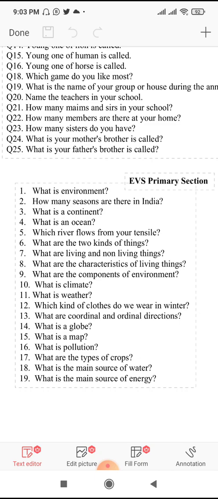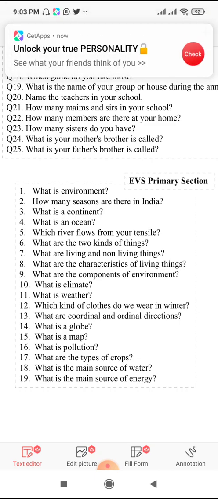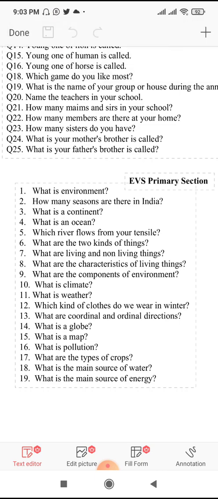Abiotic and biotic components. What is climate? What is weather? Which kind of the clothes do we wear in winter? We wear woolen clothes in the winter. What are cardinal and ordinal directions? Cardinal directions जो होती है वो आपकी सीधी सी है कि द ईस्ट, द वेस्ट, नॉर्थ, साउथ. और ऑर्डिनल जो है वो नॉर्थ ईस्ट, नॉर्थ वेस्ट, इस तरीके से साउथ वेस्ट एंड साउथ ईस्ट.